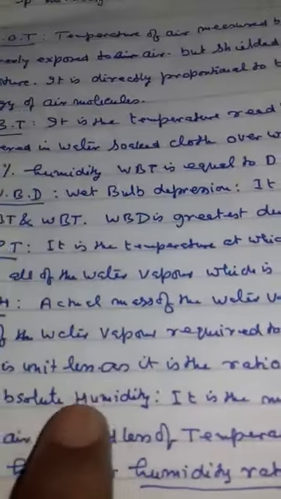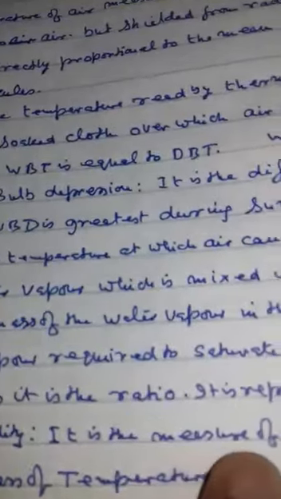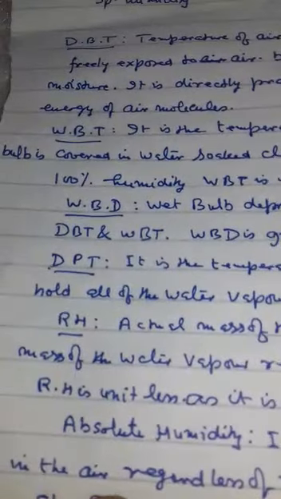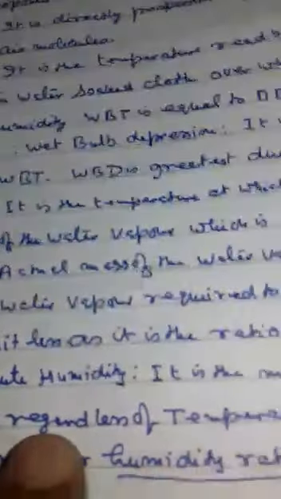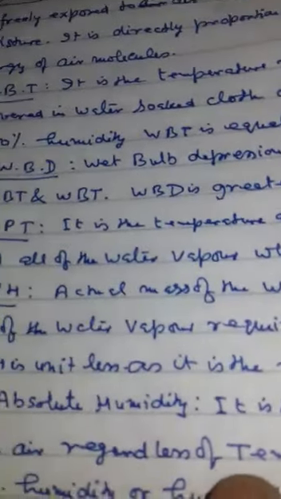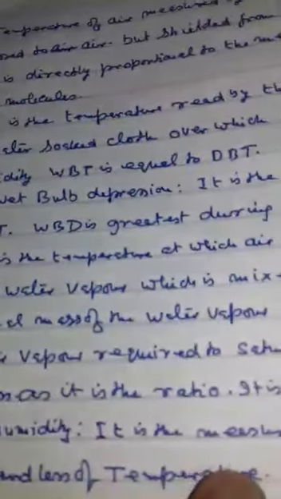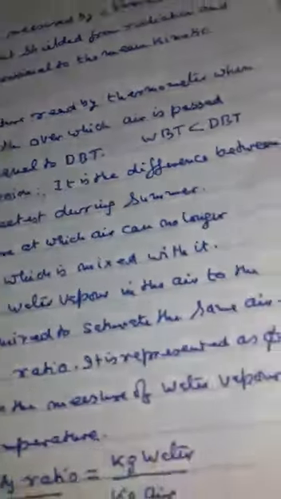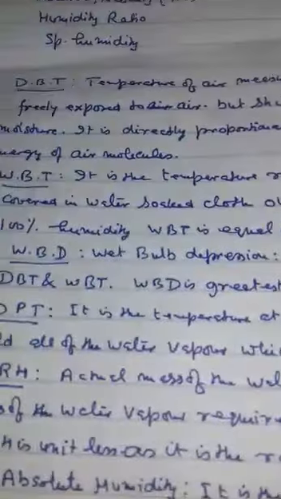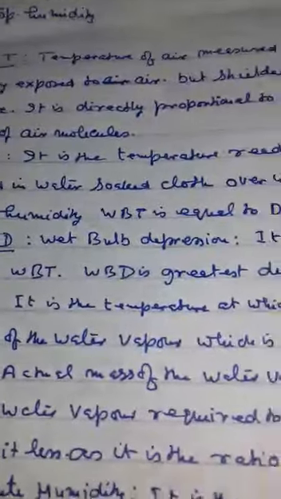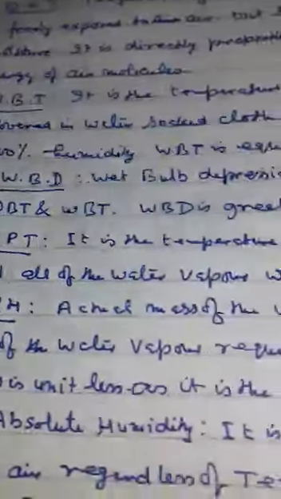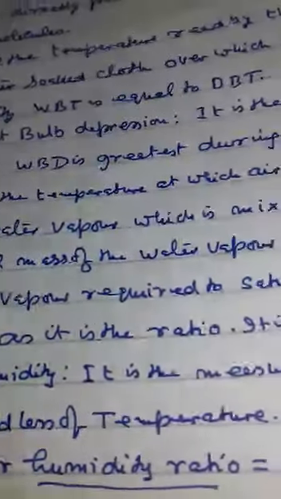Absolute humidity क्या होता है? Absolute humidity is the measure of the mass of water vapor in the air regardless of the temperature. It is represented by phi. It is water vapor in the air regardless of the temperature.